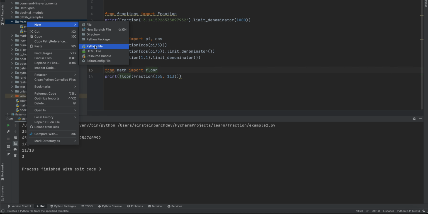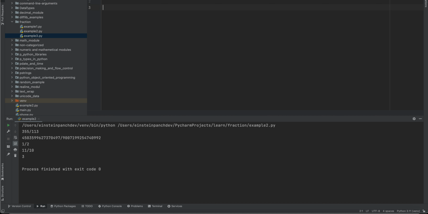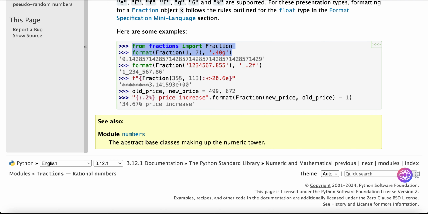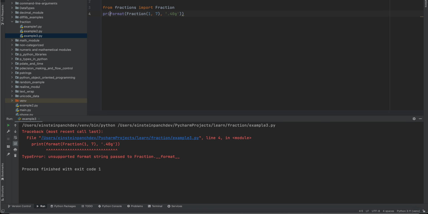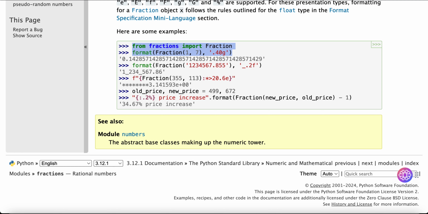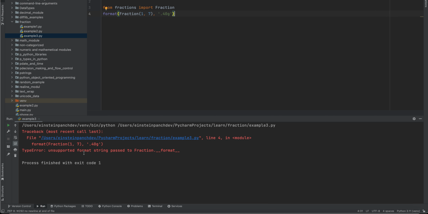Example 3. Format. Print F. Format Fraction 17.40z. Format. Supported format string passed to Fraction.